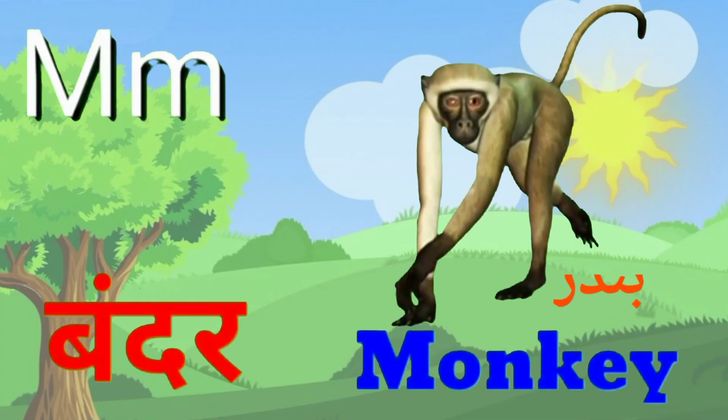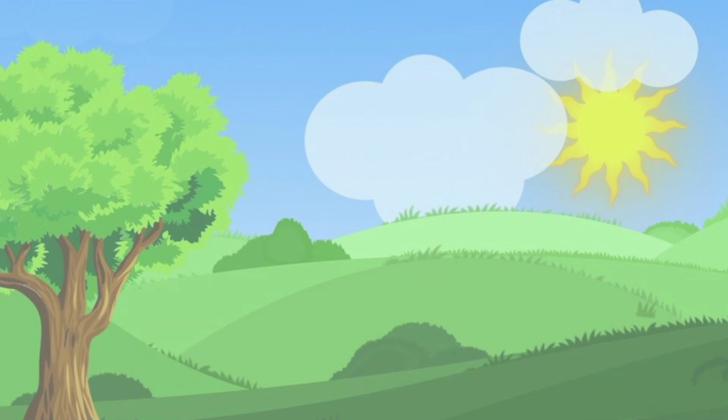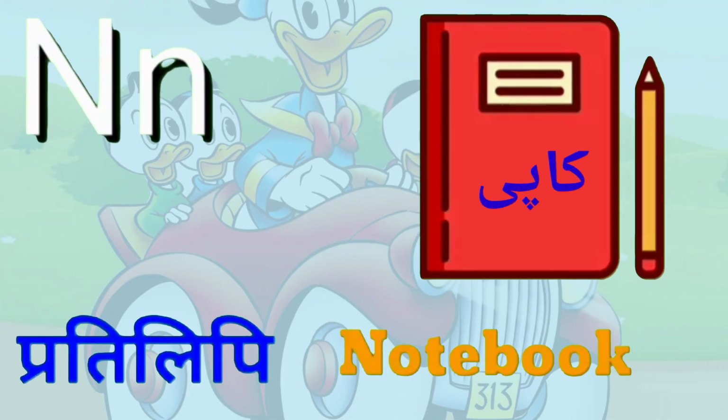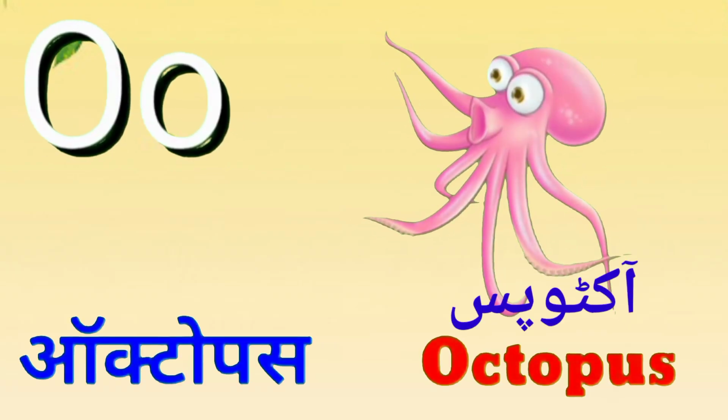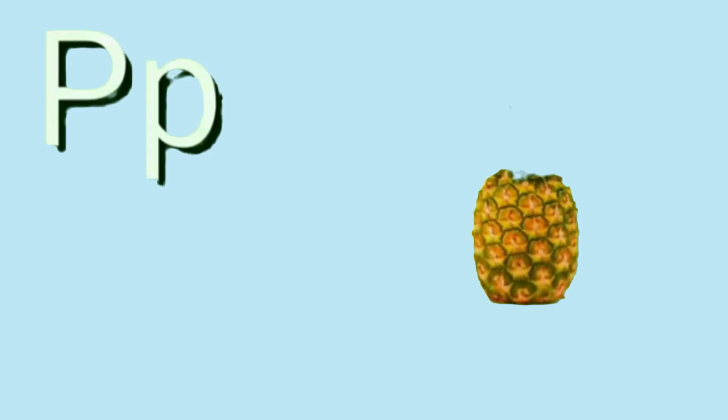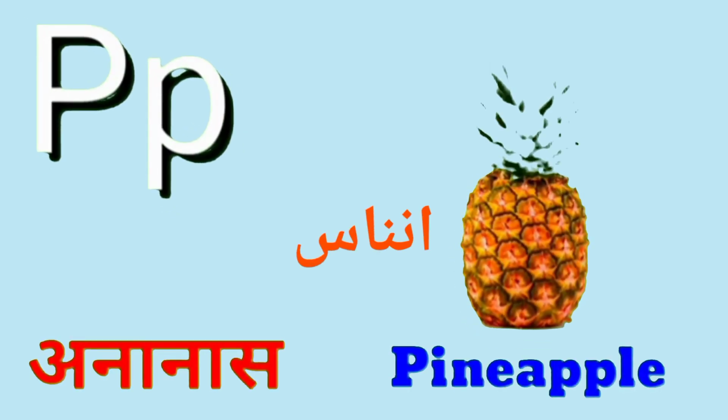M for monkey. Monkey means bandar. N for notebook. Notebook means copy. O for octopus. Octopus means octopus. P for pineapple. Pineapple means ananas.